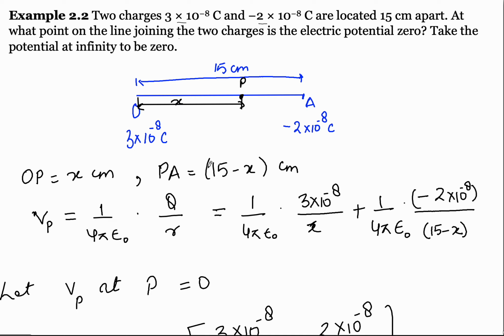The second part of the question says, let's assume that the point is lying somewhere over here. They have mentioned: take the potential at infinity to be 0. Let's say this is the infinity point. Now I'm going to take this distance as x. Let's say it is on the extended line of OA. This point is lying on the extended line of OA. Then this will be x, and this distance OA will be x minus 15. Fine. So now let's solve that part.